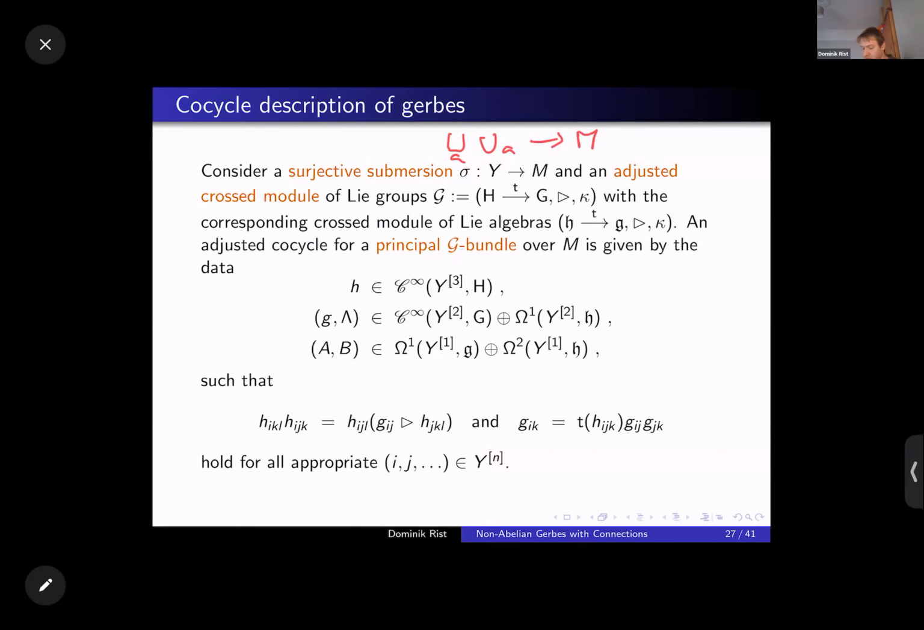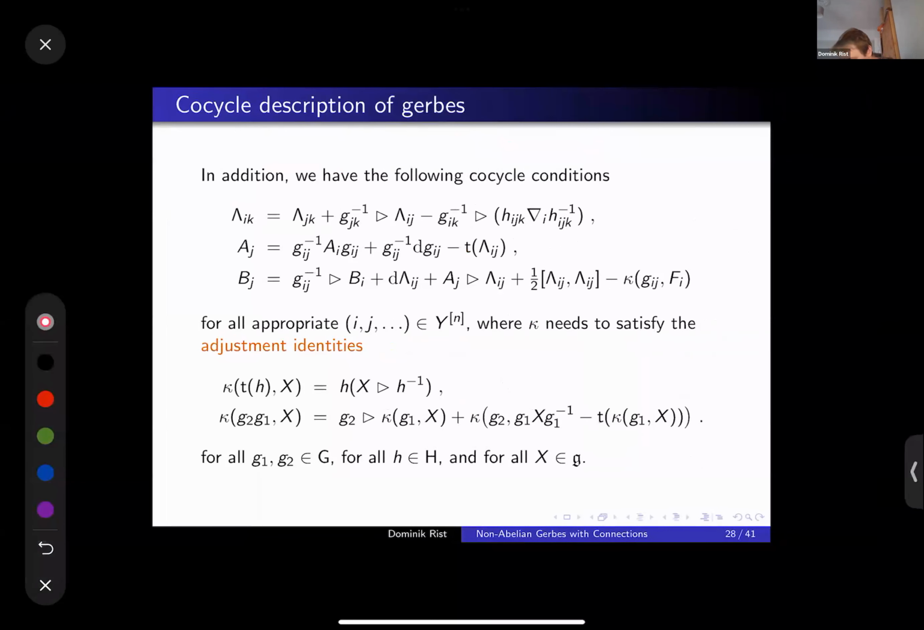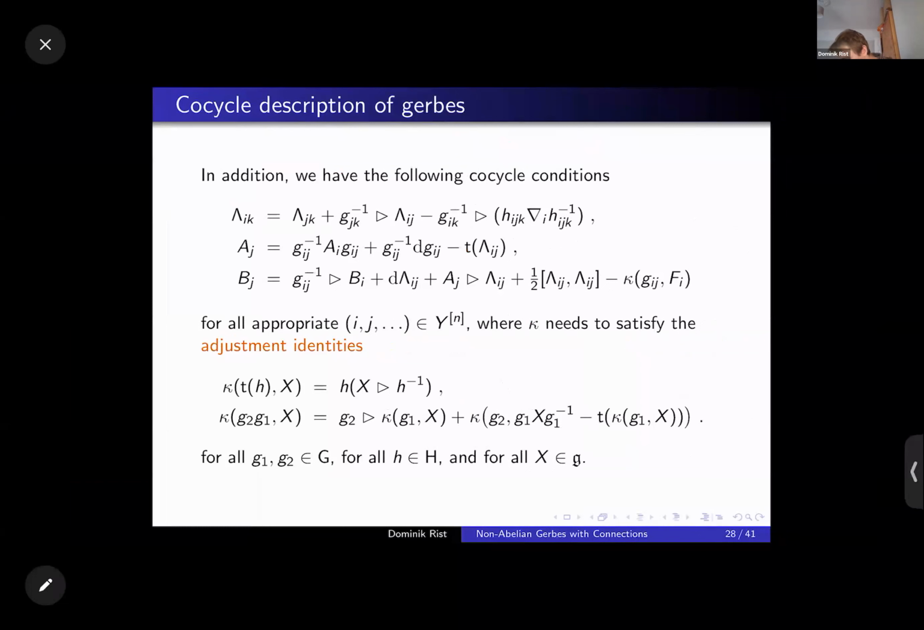Saying this more generally, you say that you have a surjective submersion, and you have an adjusted crossed module. So you are given this data. Again, this is just repeating what was on the previous slide. And now gluing the connections together on overlaps, your connection 1 and 2 forms have to obey the following relations.